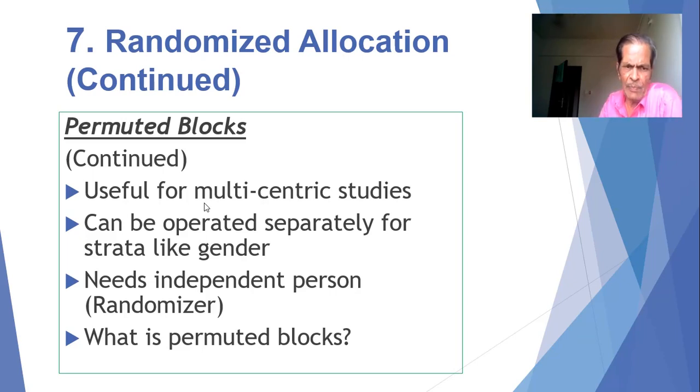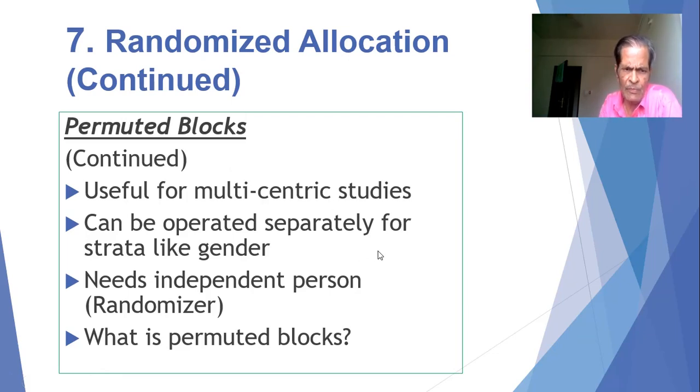It needs an independent person who will be called a randomizer, and he should be accessible to all the centers in which the study is going to be conducted. So the centers can contact this randomizer by a pre-decided method of contact. It may be by telephone or through the internet, but that must be decided, and he must be available at any time for advice for the person doing the study at the peripheral centers.